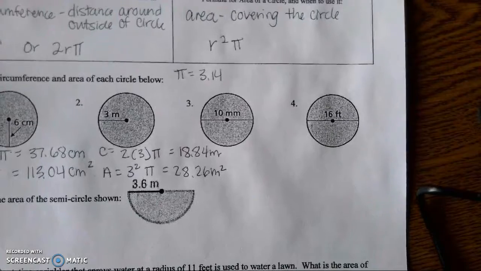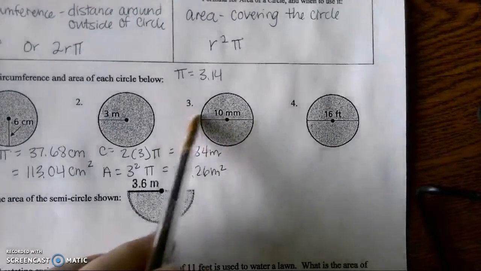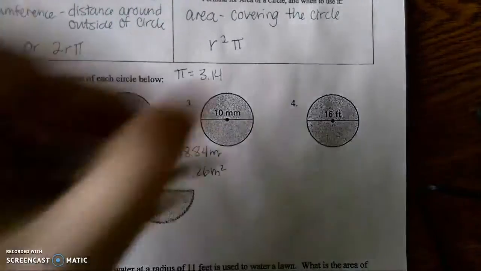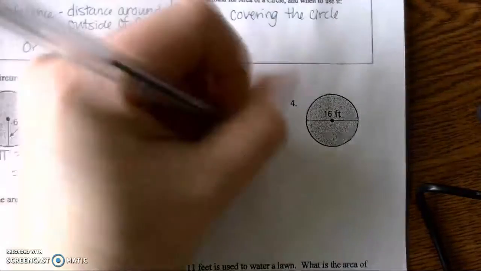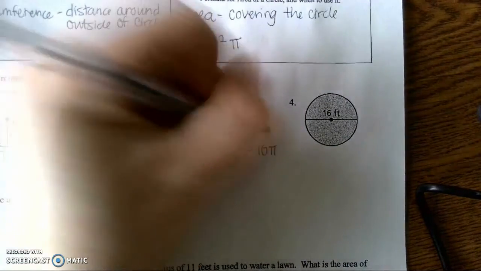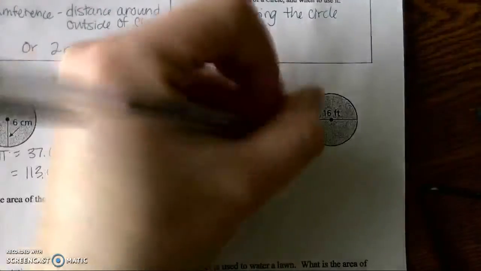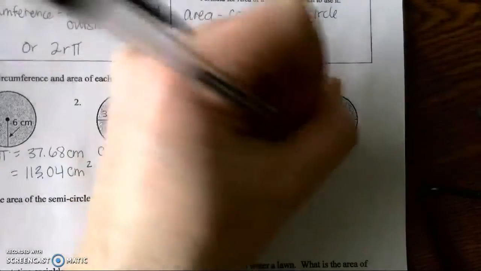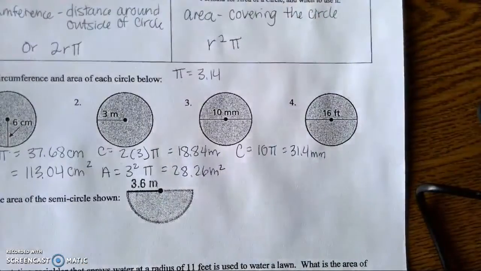Okay, so the next one, we are given the diameter of this circle. So circumference, I'm just going to take 10 and multiply by pi. And when I do that, I would get 31.4, and that's millimeters.